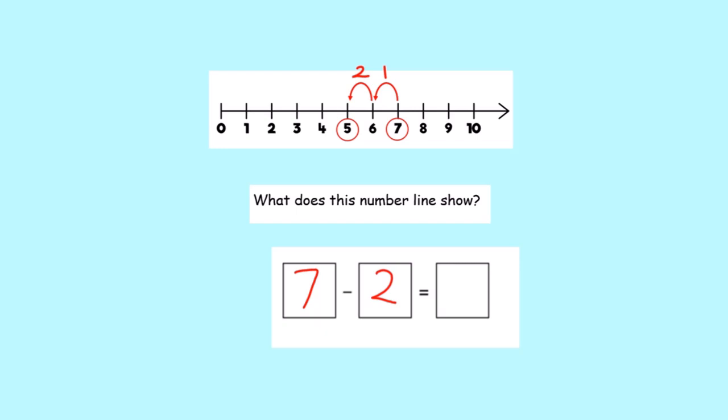So my number sentence so far is 7 subtract 2. Where did I land? Yes, I landed on 5. So the answer is 5. So this number line shows the subtraction. 7 subtract 2 equals 5. Well done.